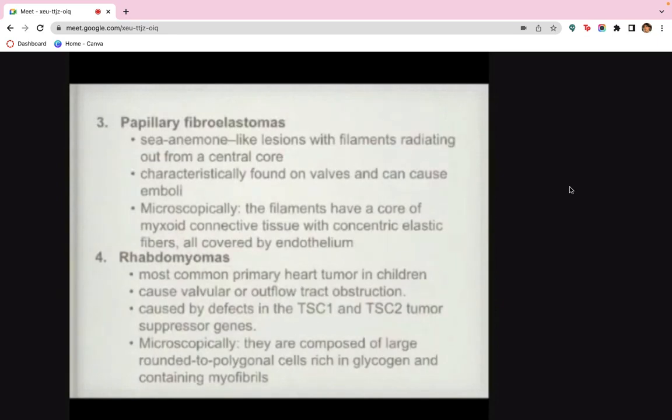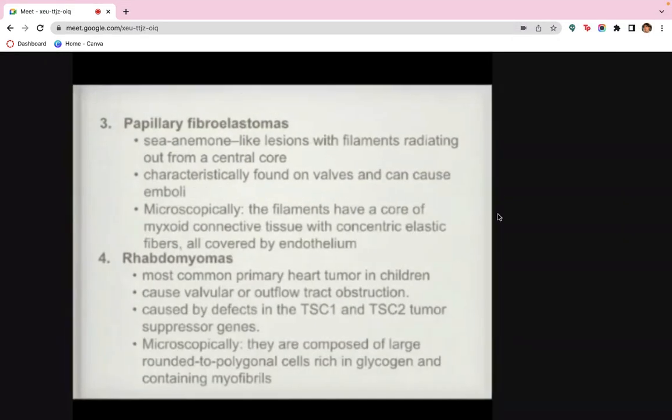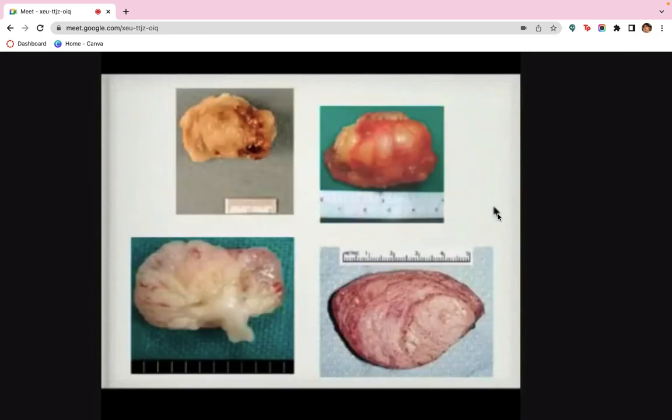Next, we have your papillary fibroelastomas, which are sea anemone-like lesions with filaments radiating out from a central core. Microscopically, the filaments have a core of myxoid connective tissue with concentric elastic fibers, all covered by endothelium. Another tumor will be your rhabdomyomas, which is the most common primary heart tumor in children, causing valvular and outflow tract obstruction. Your rhabdomyosarcomas are malignant neoplasms resembling their counterparts in other locations of the body. Microscopically, they show large rounded cells rich in glycogen and containing myofibrils. So this is an example of the tumors in the heart area.